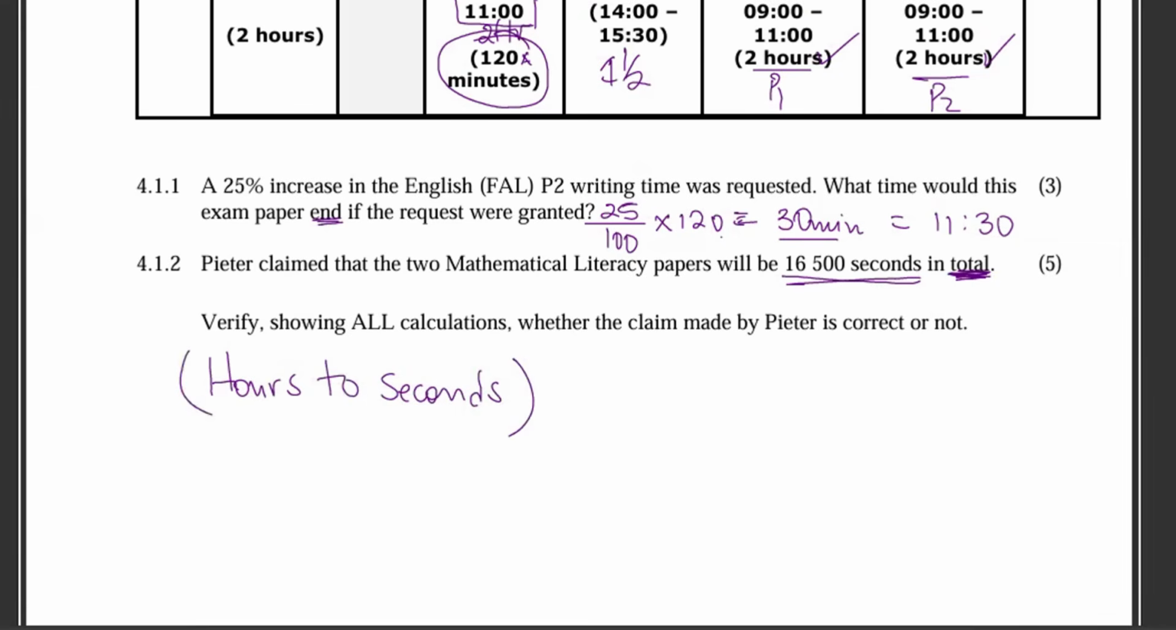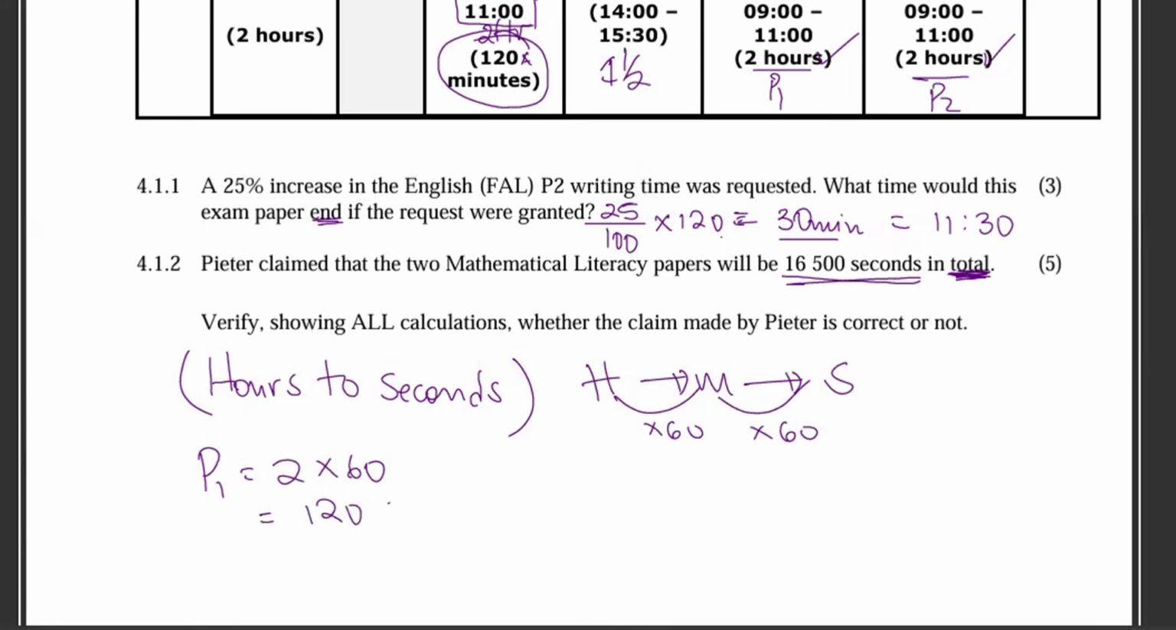And the easiest way to do this, change hours first to minutes. Then minutes, you change to seconds. Hours to minutes, we multiply by 60, and minutes to seconds, still we multiply by 60. So paper 1 has 2 hours. We multiply by 60, we have 120. Multiply by another 60, you end up having these seconds.